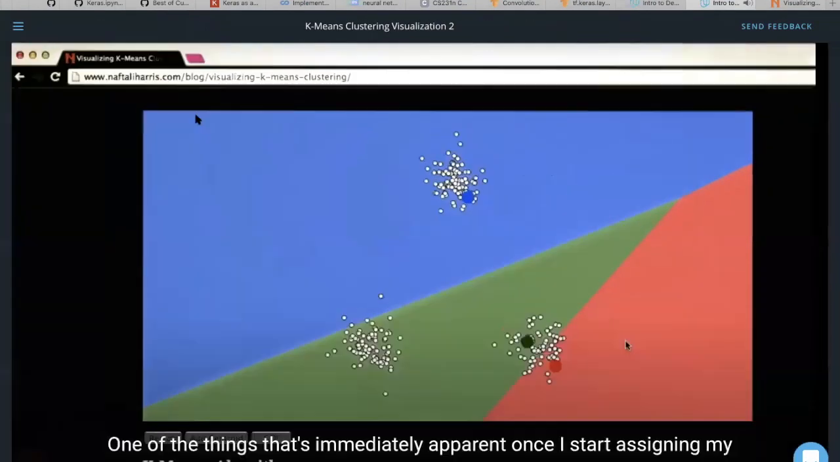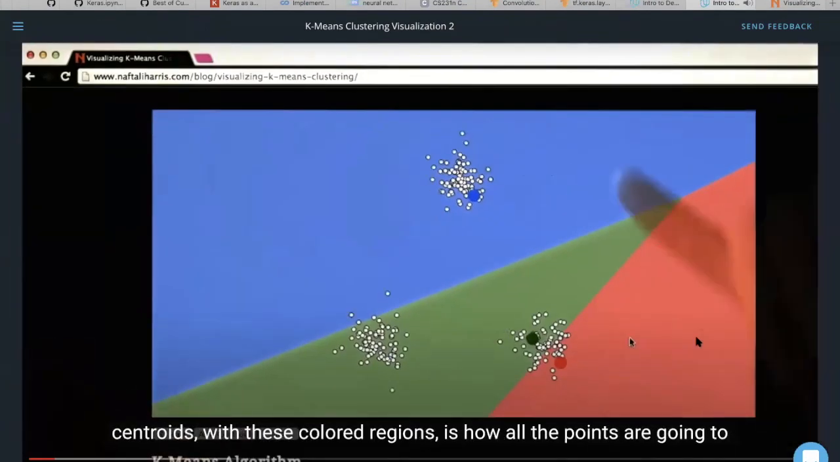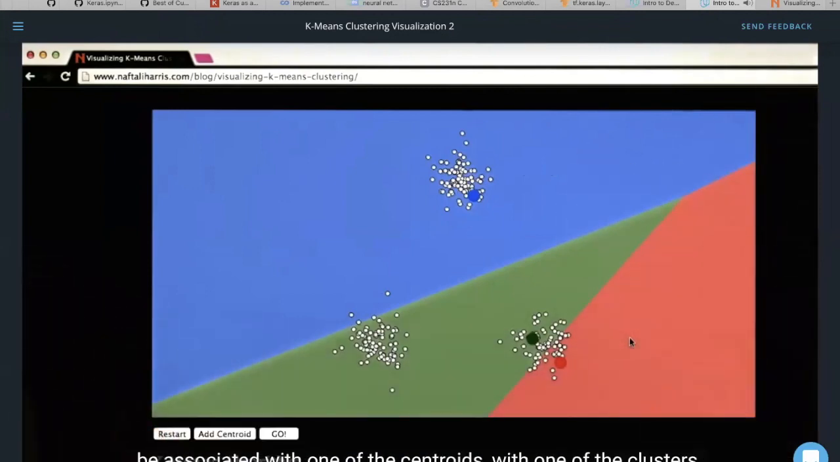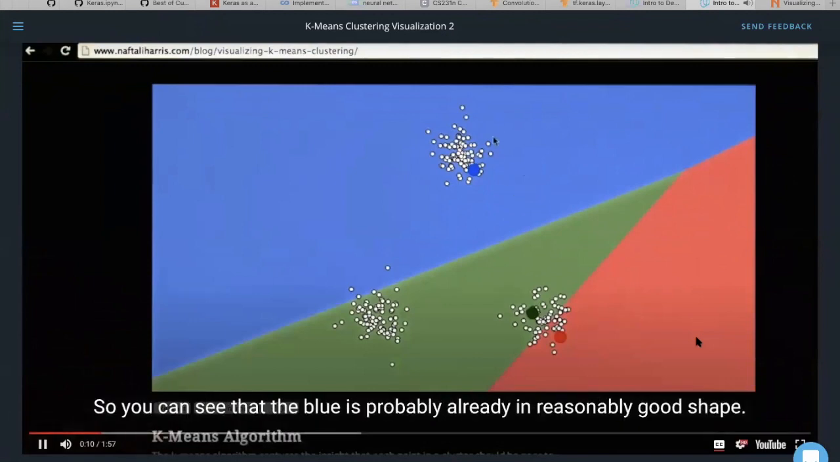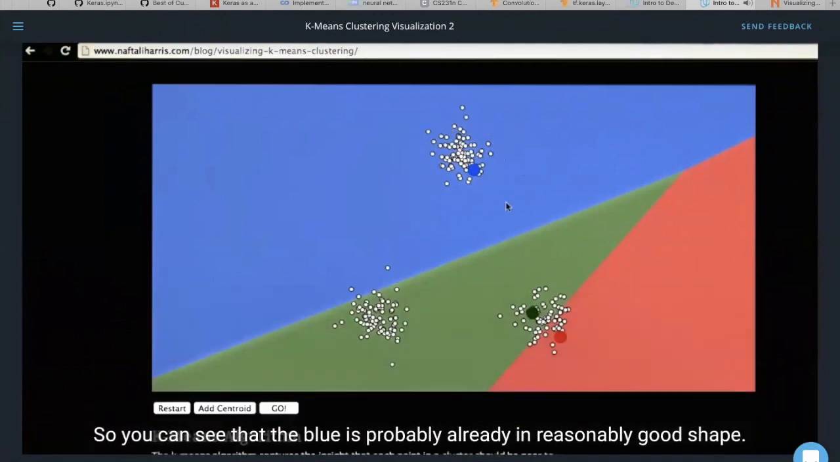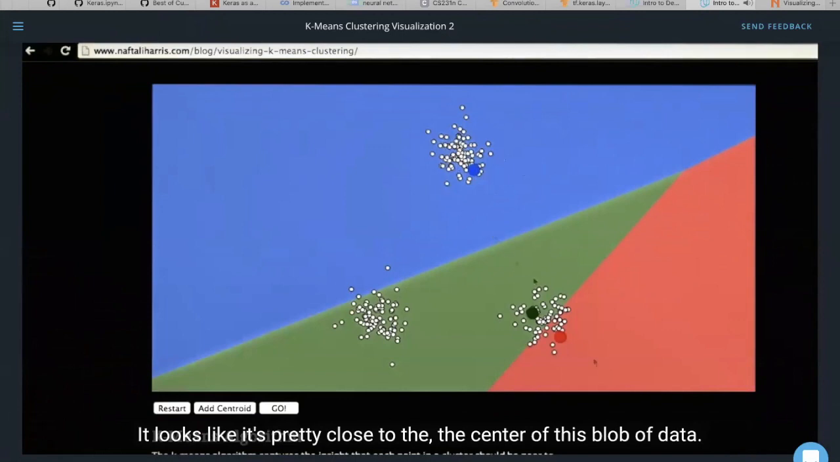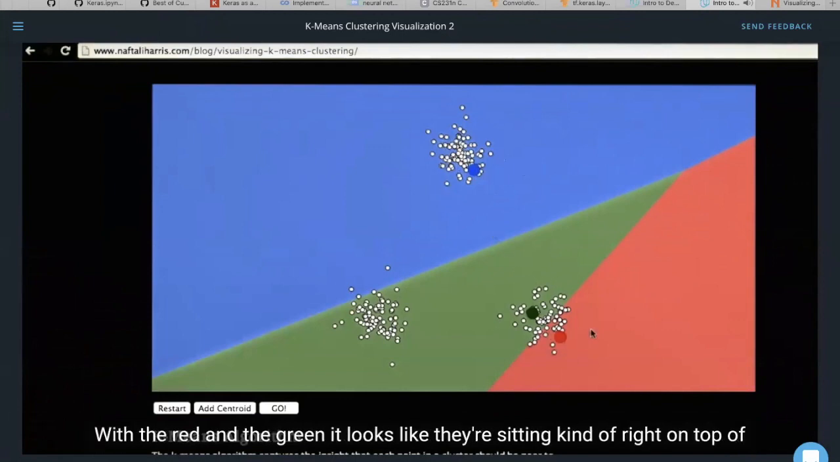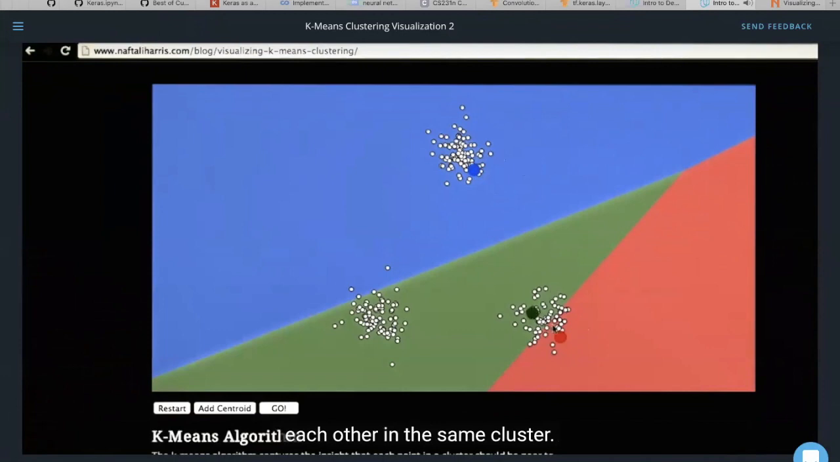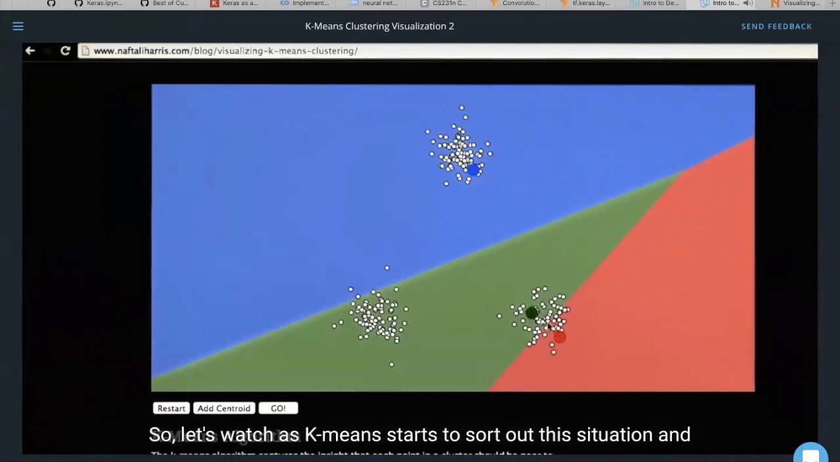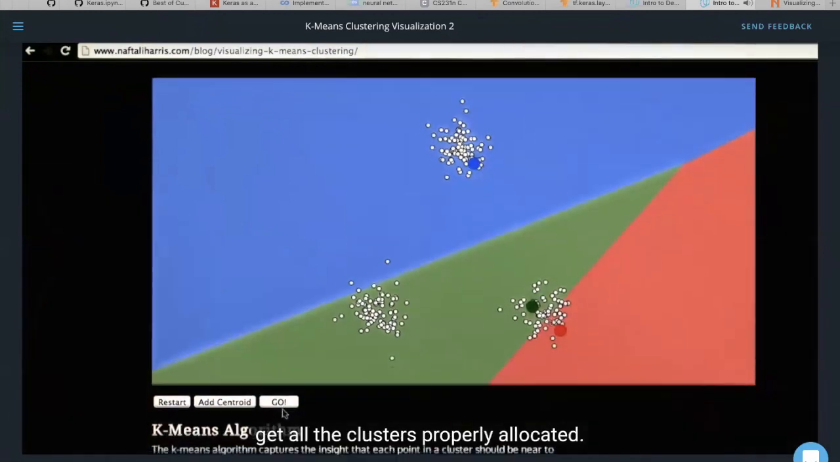One of the things that's immediately apparent once I start assigning my centroids with these colored regions is how all the points are going to be associated with one of the centroids, with one of the clusters. So you can see that the blue is probably already in reasonably good shape. I would say we got a little bit lucky in where the initial centroid was placed. It looks like it's pretty close to the center of this blob of data. With the red and the green, it looks like they're sitting kind of right on top of each other in the same cluster. So let's watch as k-means starts to sort out this situation and get all the clusters properly allocated. So I hit go.